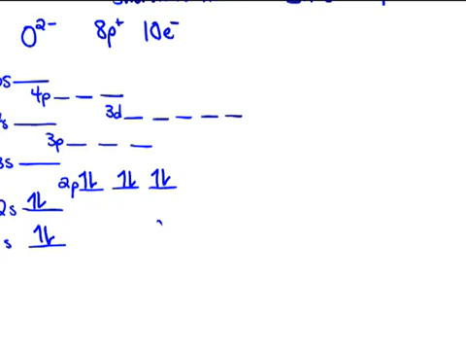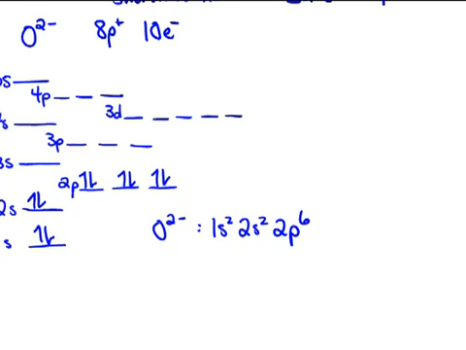Now I write it out. O2- is 1s has 2, 2s has 2, a maximum of 2 electrons per line. That's one of the rules. Not 3. Let's see, 1s2, 2s2, 2p6.